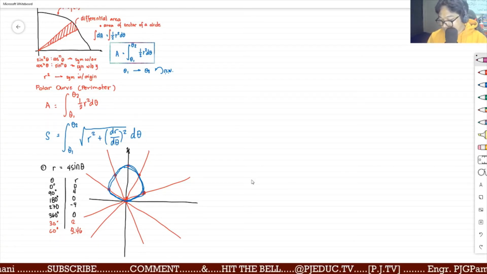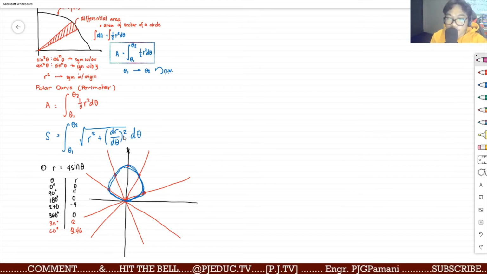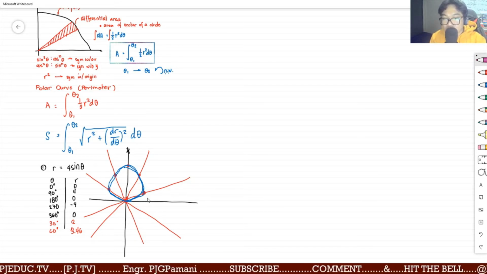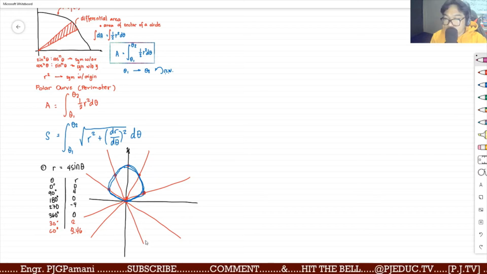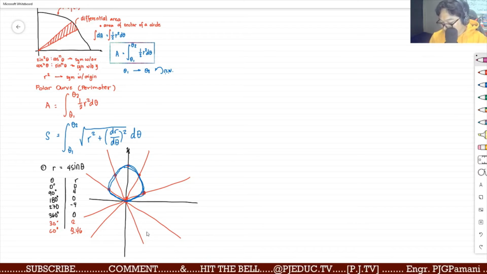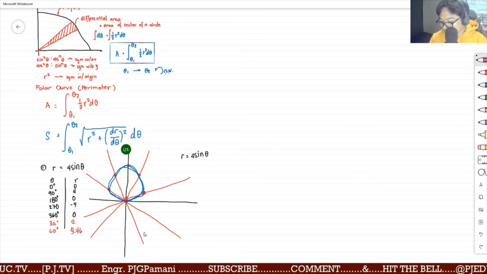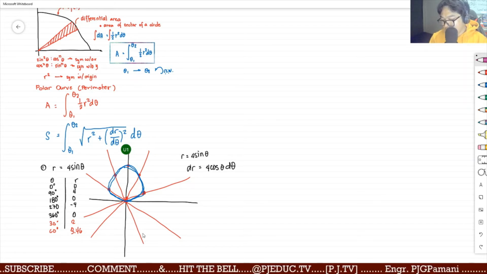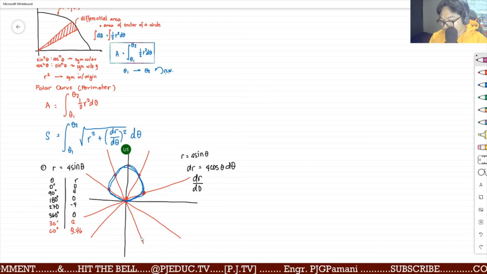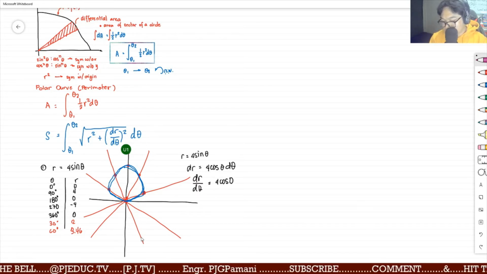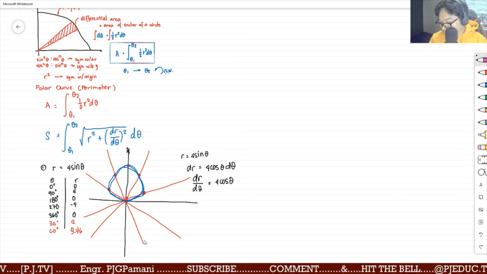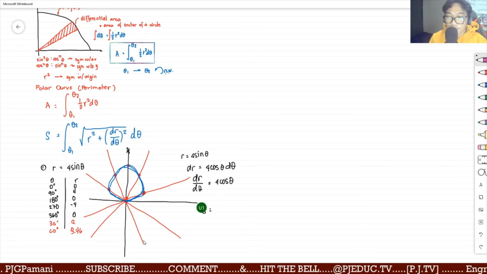For the perimeter, derive lang natin yung ating dr over d theta. Meron na tayong r squared. Madali nyo nang ma-identify yung theta 1 at saka theta 2 kasi 0 to 180 lang yan. So, kunin lang natin, i-derive lang natin si dr at saka d theta. That is r equal to 4 sine theta, differential dr is equal to 4 cosine theta d theta, or simply dr over d theta is equal to 4 cosine theta. Diba? Tapos na. Then substitute to our formula for the perimeter of a polar curve.